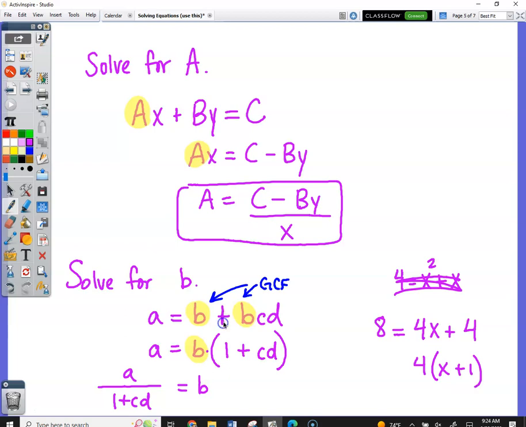You can't add these together because of the CD. They're not like terms. And you don't want to add them together either, because it would be really ugly.